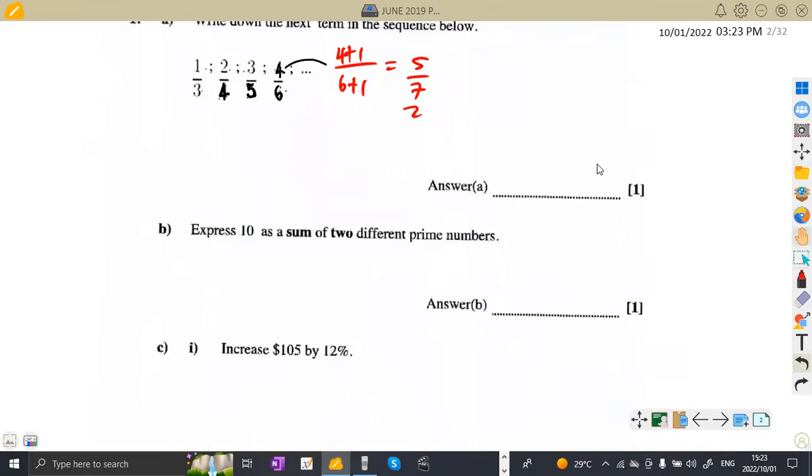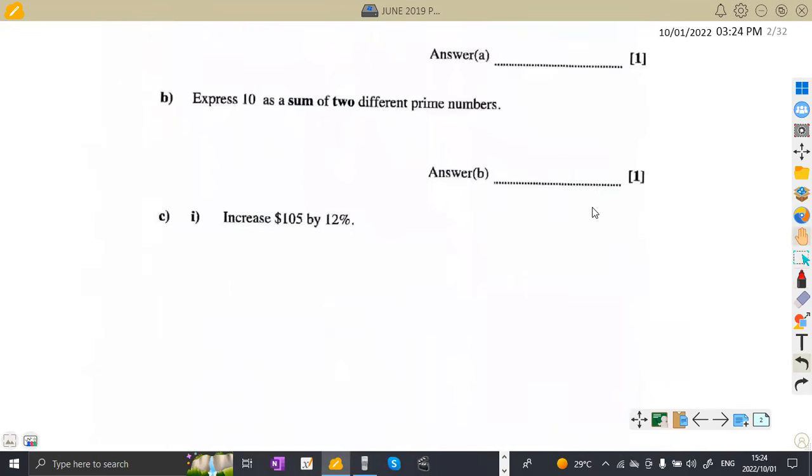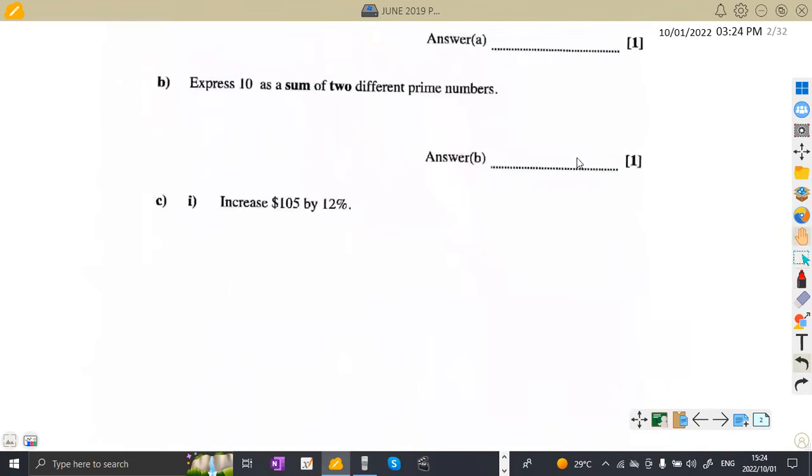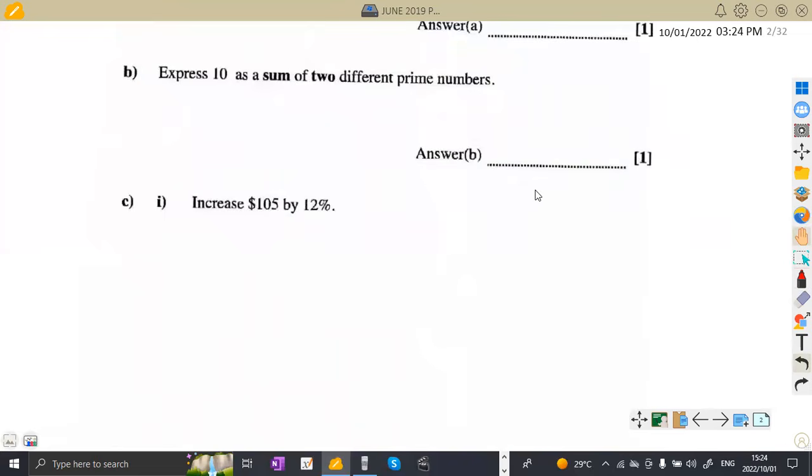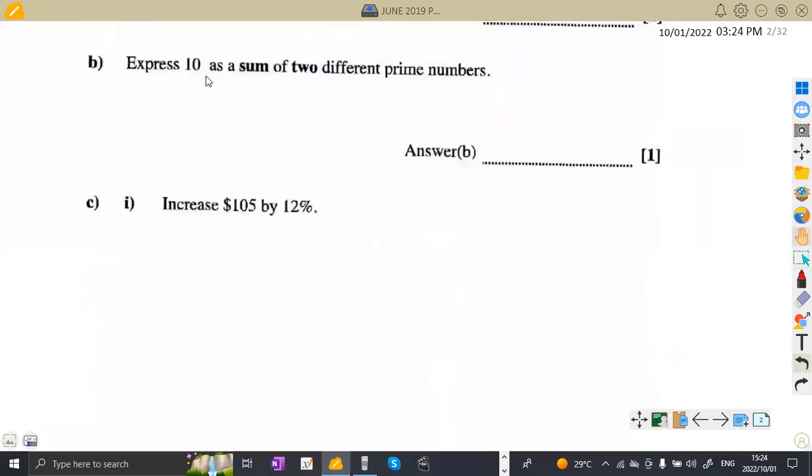Okay. Express 10 as a sum of 2 different prime numbers. You're supposed to know what prime numbers actually are. That is the major important part. These prime numbers are supposed to be less than 10 because they are a sum of 2 for us to get 10. So what are prime numbers? They are numbers that are divisible by 1 and itself. So we are referring to numbers such as 2, 3, 5, 7. These are the prime numbers that we have which are less than 10.